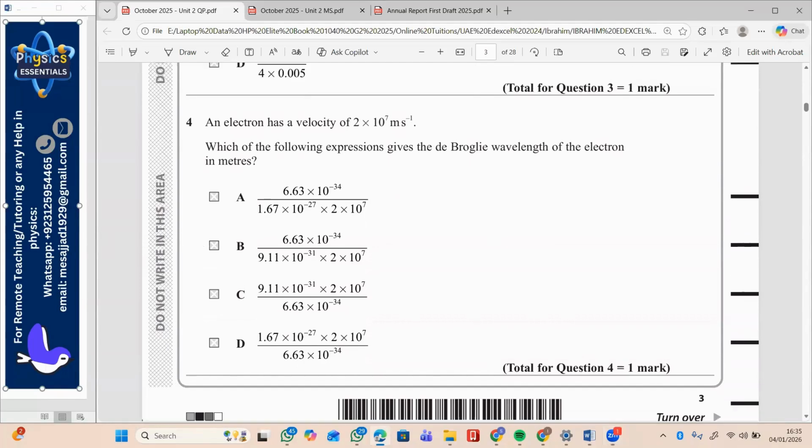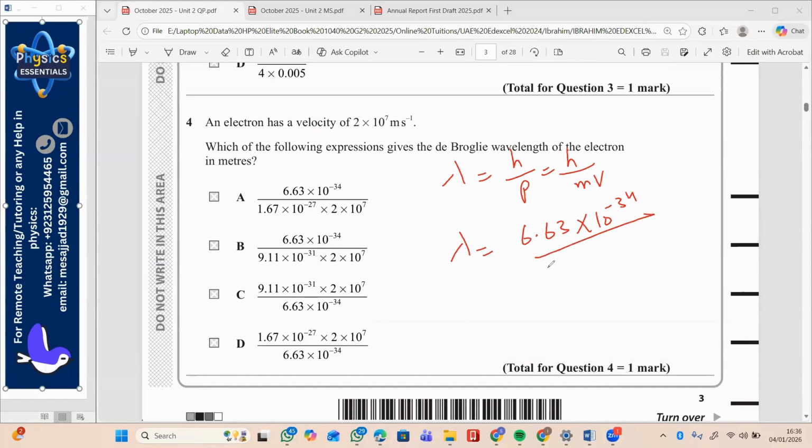So de Broglie wavelength is simply lambda equals h over p, where p is momentum, so it will be written as m into v, and Planck's constant is 6.63 into 10 raised to the power minus 34. Mass of the electron is 9.1 into 10 raised to the power minus 31, and the speed is given as 2 into 10 to the 7. So you can see the option here, and the option is, I believe, B.